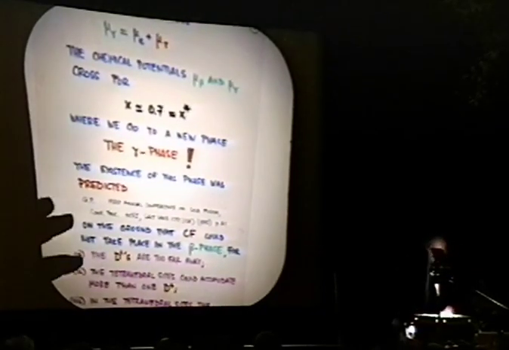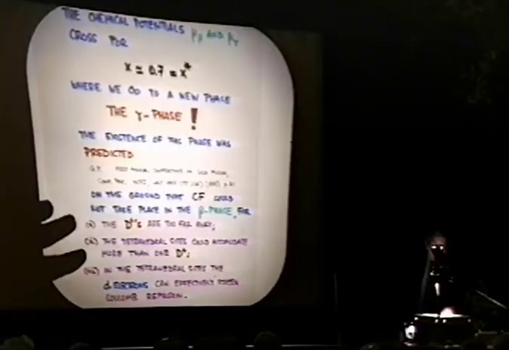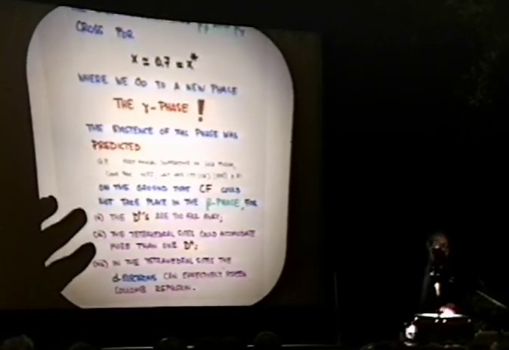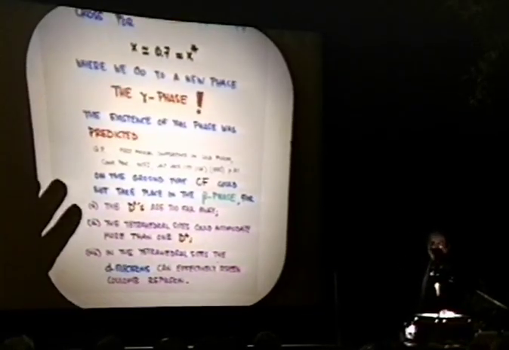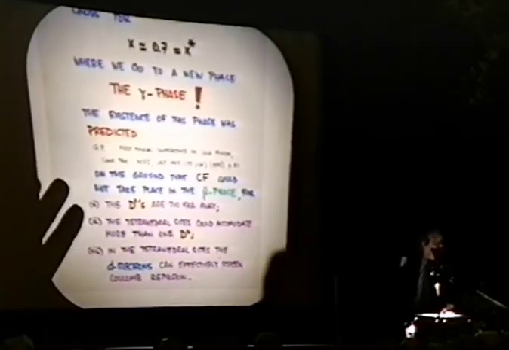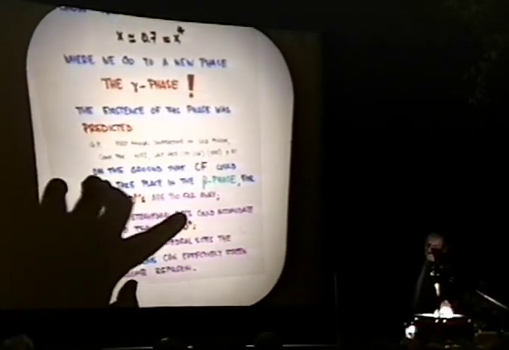So therefore, we get to a new phase, the gamma phase. Now, the existence of the gamma phase was predicted at the first annual conference on cold fusion. Of course, everybody was telling me they didn't know the facts, so I should go back to the basics. But on the basis simply that in the beta phase, you can't have cold fusion because the D's are too far away.